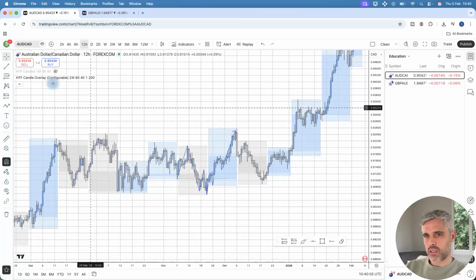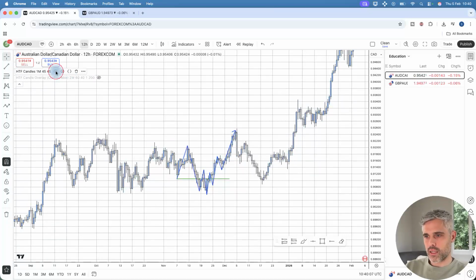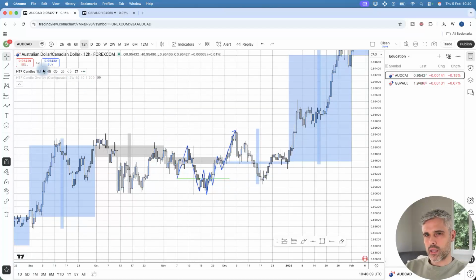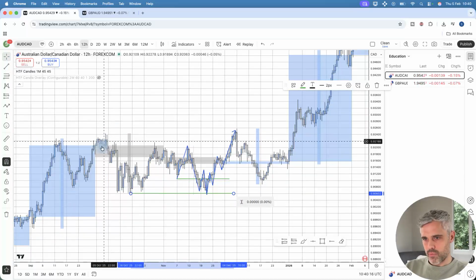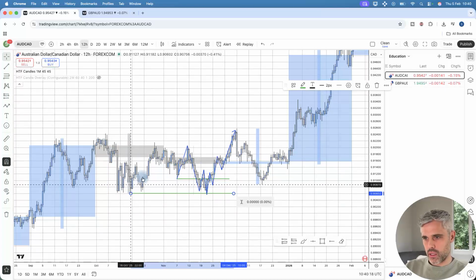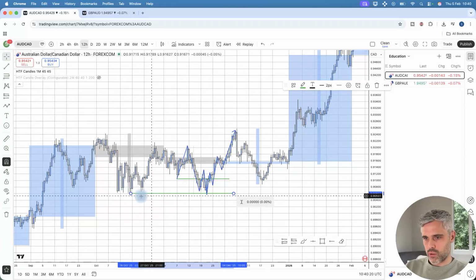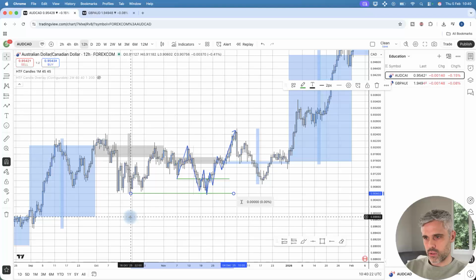Tying this back to the monthly time frame, we just take this away and add the monthly time frame. Why did this make sense? Because we stung into a monthly low. So we had a monthly candle, and we traded into the low of the previous monthly candle.